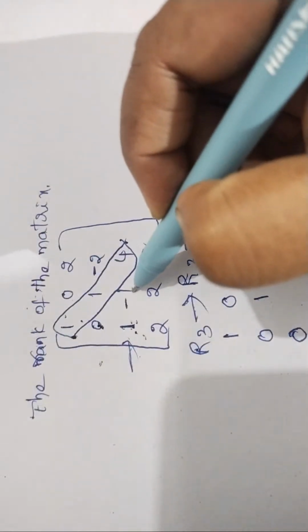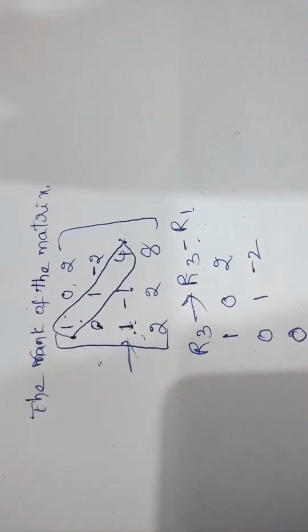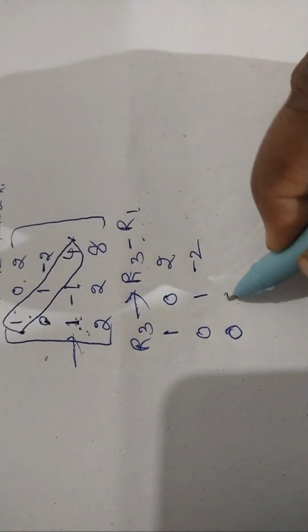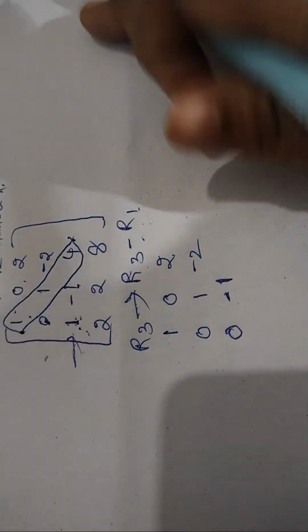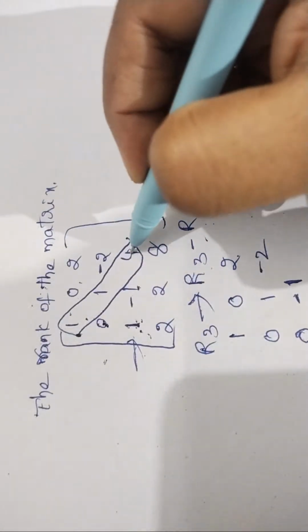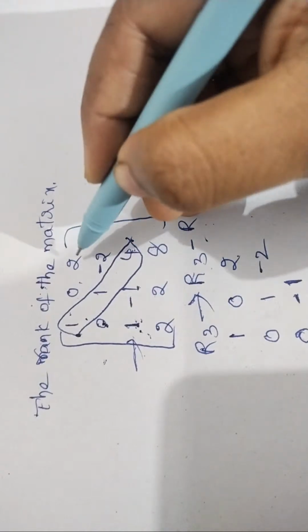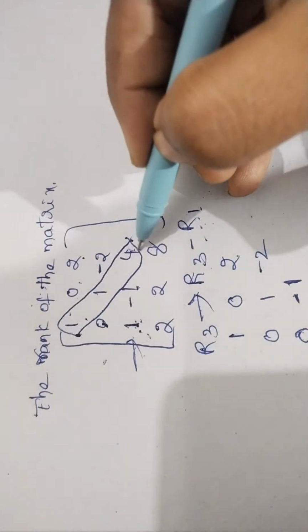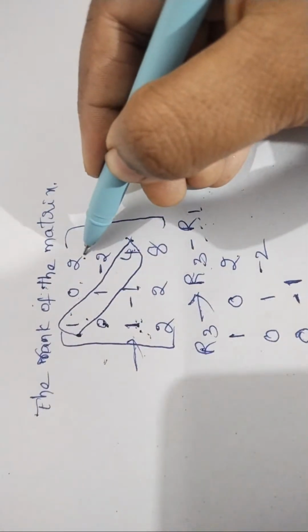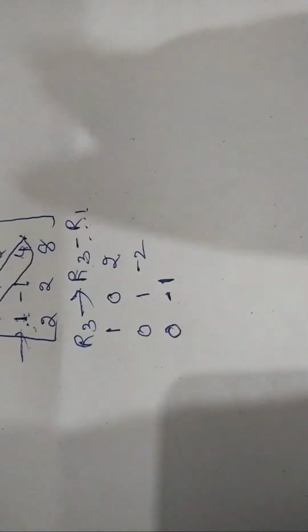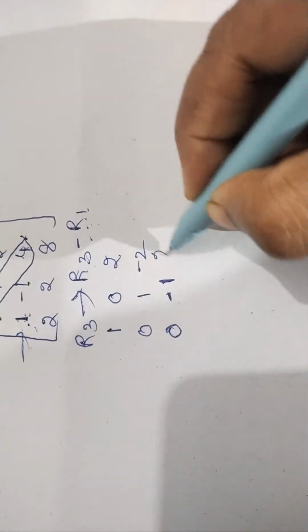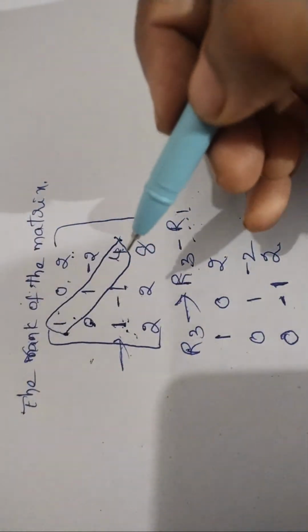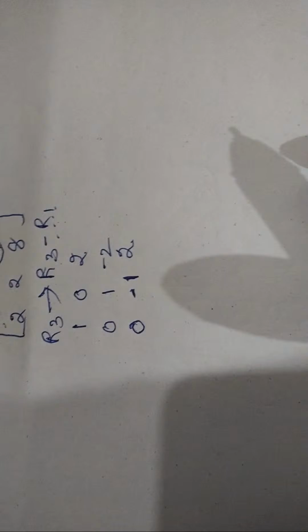0. Next, R3. Next value here, R3 is minus 1, minus 0. What is that value? Minus 1. Next, R3. What is the next element of R3? 4 minus 2. Why? Because R3 minus R1. R3 is here 4. R1 is here 2. 4 minus 2, 2. Okay. R3 operation over.